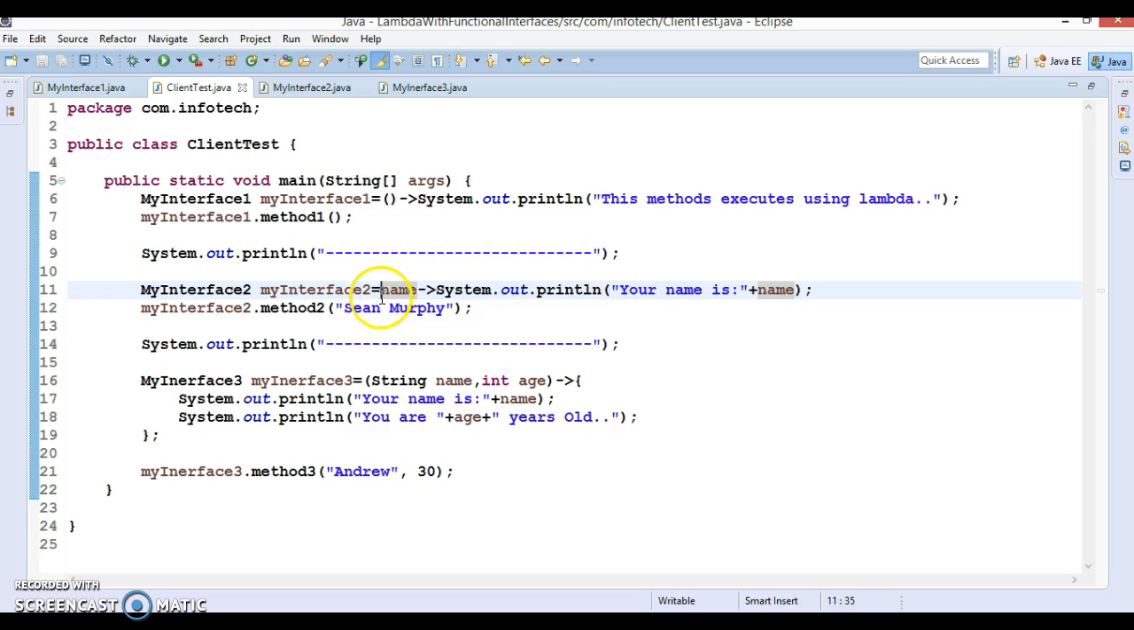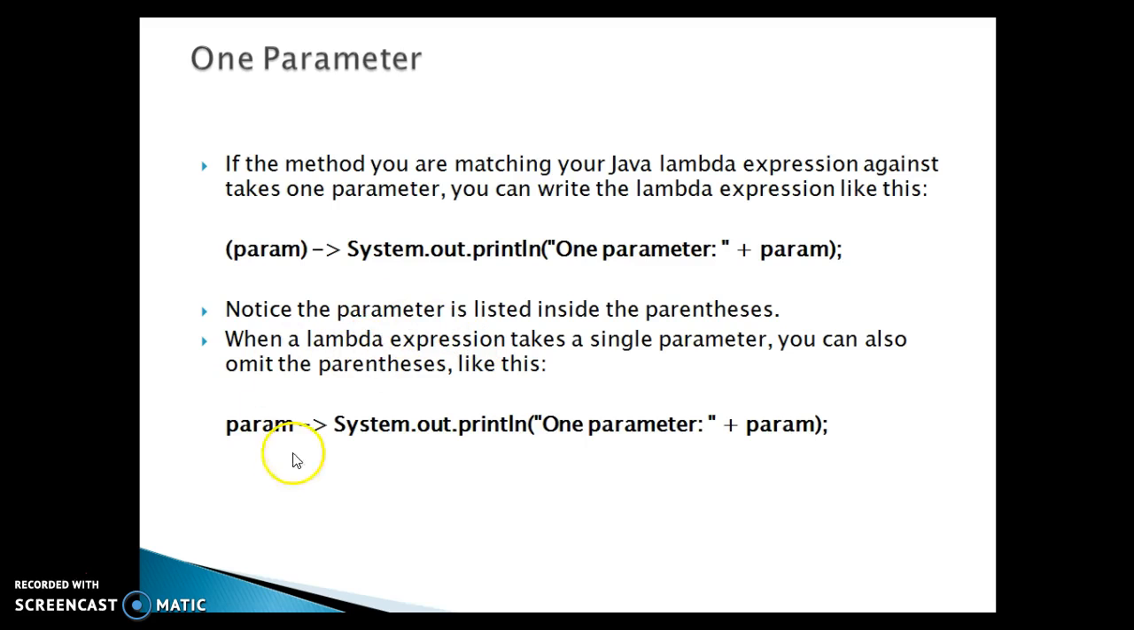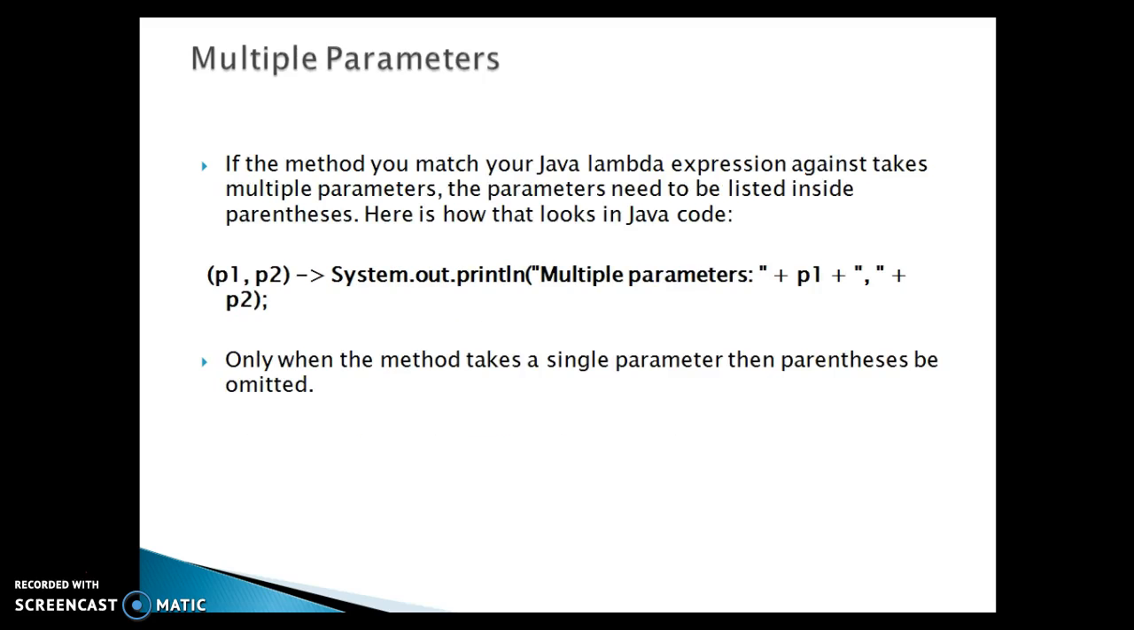So if your functional interface method takes a single parameter, then specifying the parentheses is optional over here. So that's the point I wanted to point out over here. Now next point, we have multiple parameters.